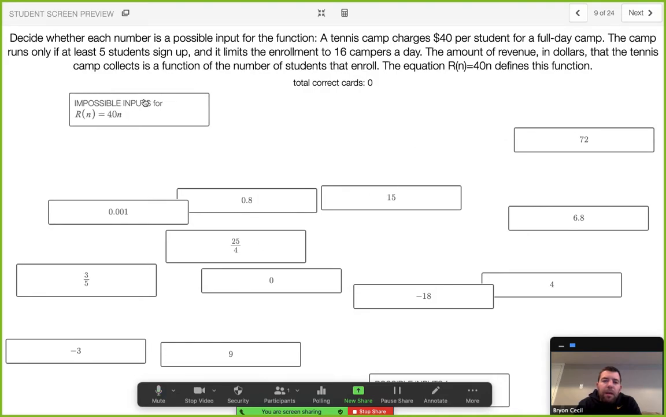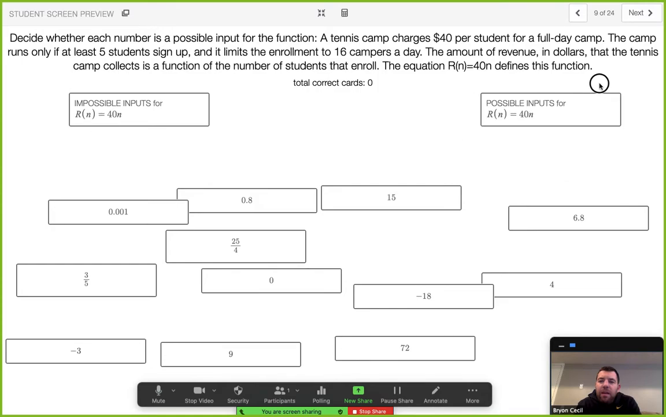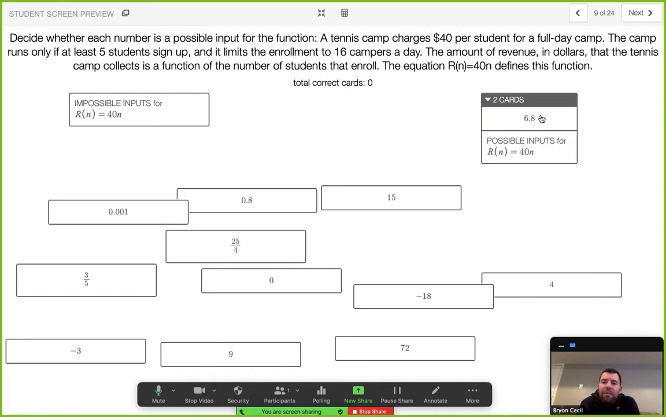Alrighty. Now we've got our input and possible inputs for 40n. And our possible inputs, let's see. A tennis camp charges $40 per student for a day camp. The camp runs only if at least 5 people sign up, and it limits the number of campers to 16 a day. So can I have 16.8 campers?